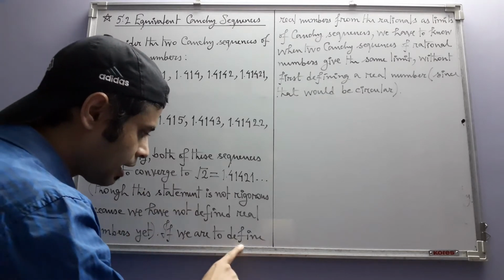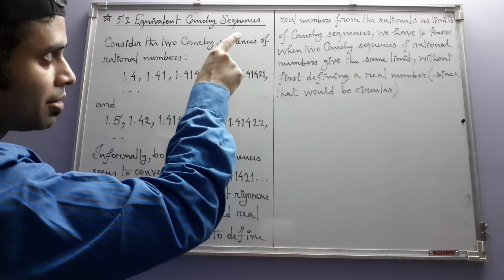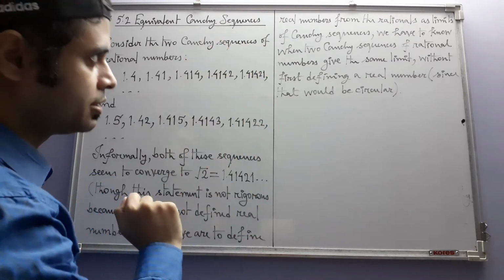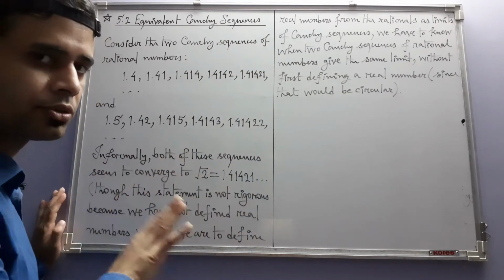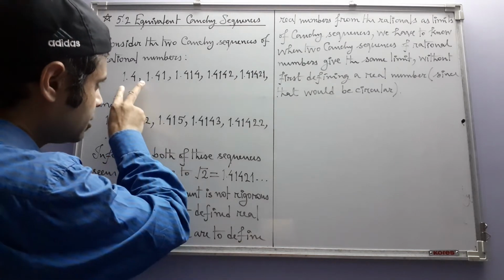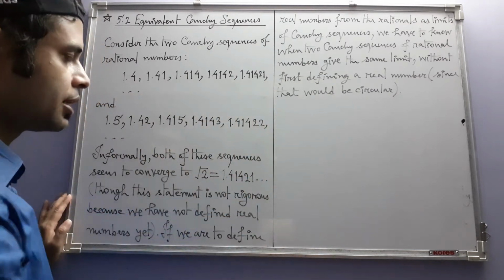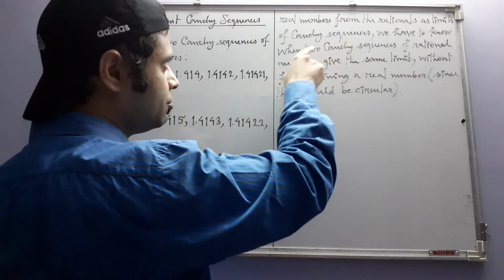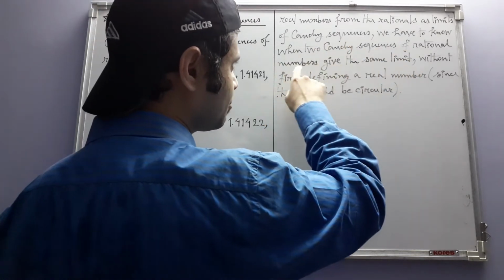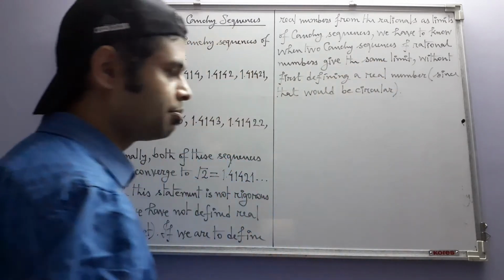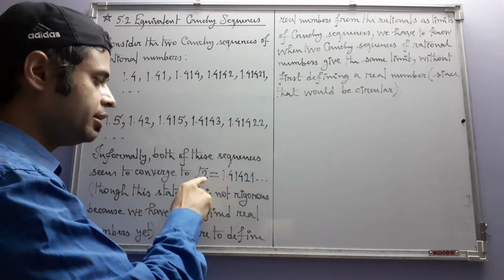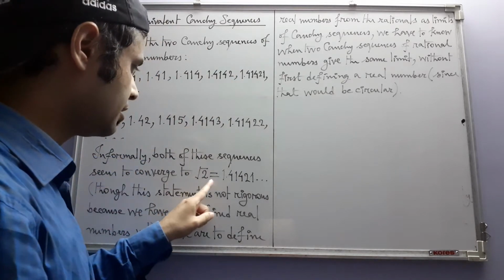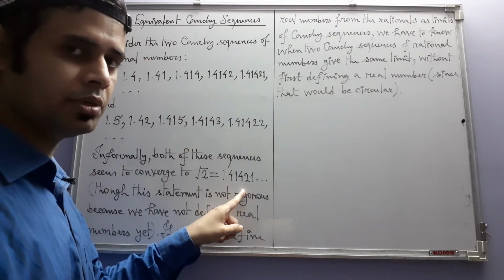Now, if we are to define real numbers from the rationals as limits of Cauchy sequences, that's how we are approaching the subject, we are going to use Cauchy sequences of rational numbers to define real numbers. Then we have to know when two Cauchy sequences of rational numbers give the same limit. That's what we feel is happening here. These two Cauchy sequences are giving us the same limit.